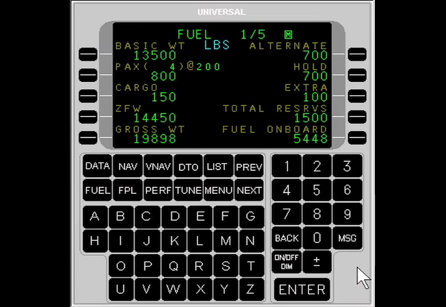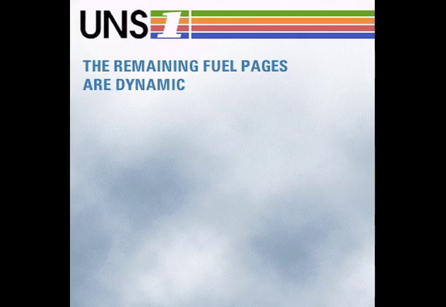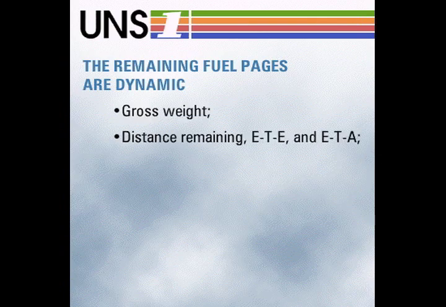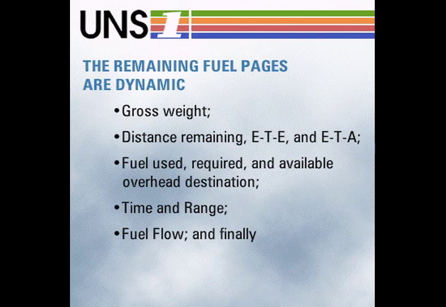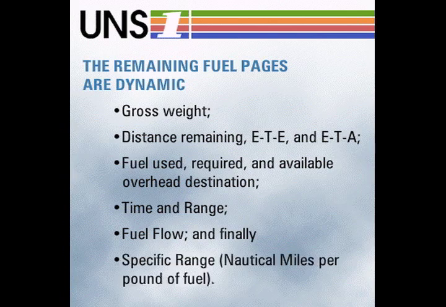This figure is used in later fuel pages. The remaining fuel pages are dynamic. They provide flight plan and fuel information for the flight in progress based on the entries in the fuel page 1 of 5. Some of the information included is as follows: gross weight, distance remaining, ETE and ETA, fuel used, required, and available overhead destination, time and range, fuel flow, and finally, specific range, nautical miles per pound of fuel.